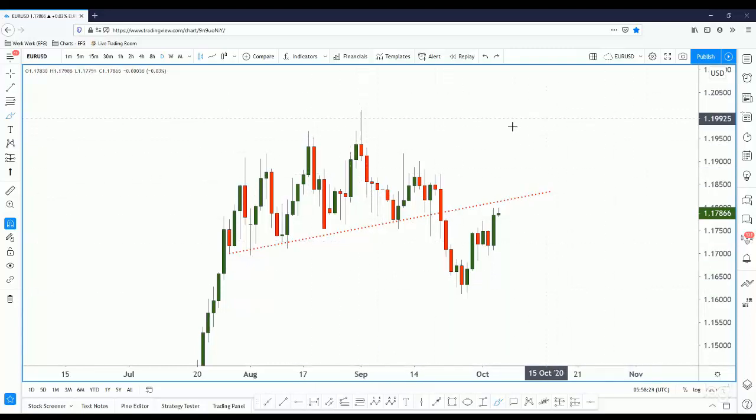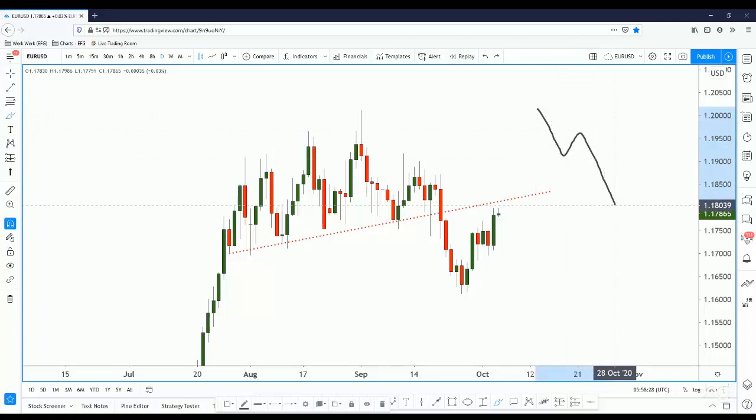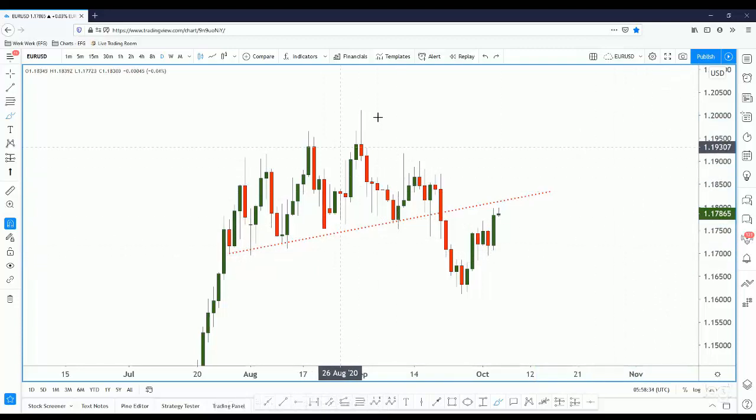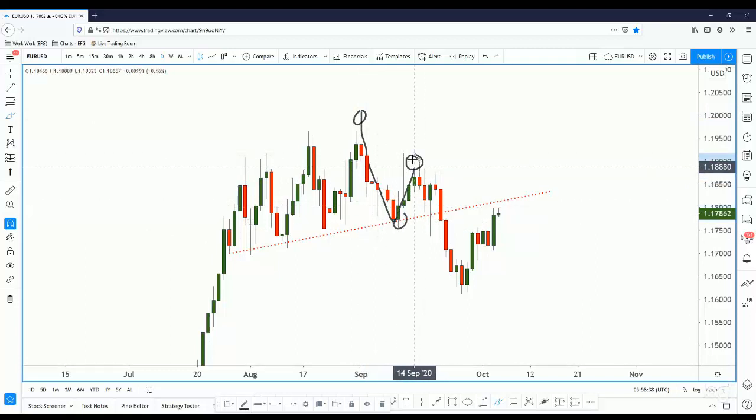How do we know price is on a downtrend? When price is on a downtrend, it makes a low, it makes a lower high, it makes a lower low, it makes a lower high, and so on and so forth. So over here, price makes a high, it makes a low, it makes a lower high, it makes a lower low. What we can expect price to do now is to make a lower high and then push down to make a lower low. That is essentially a downtrend.